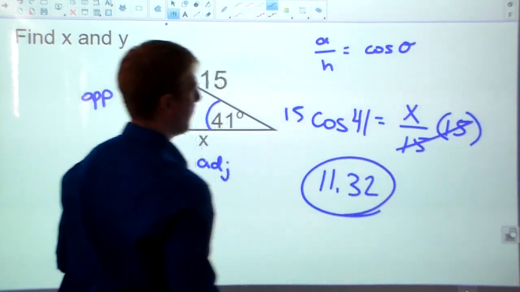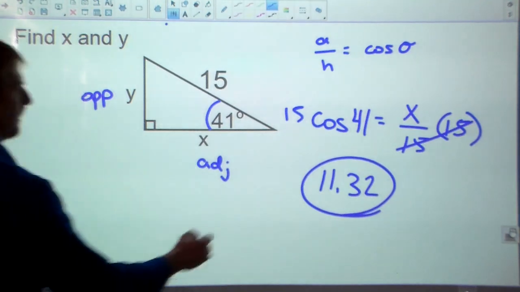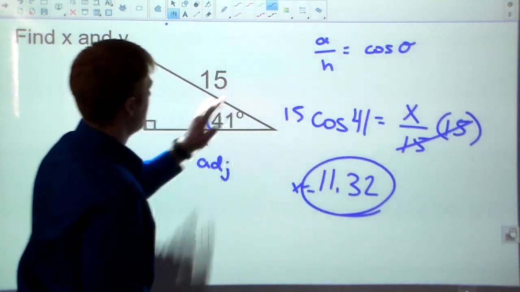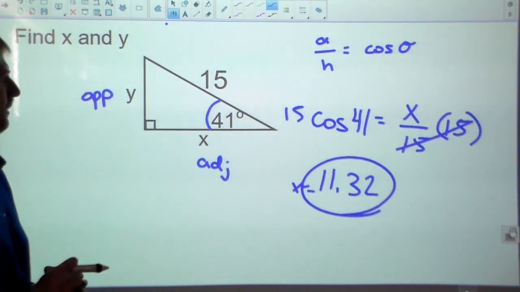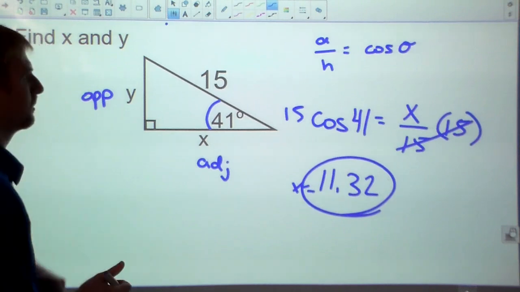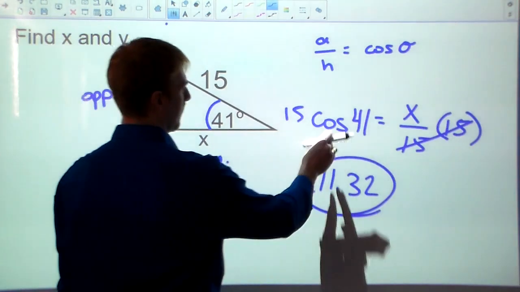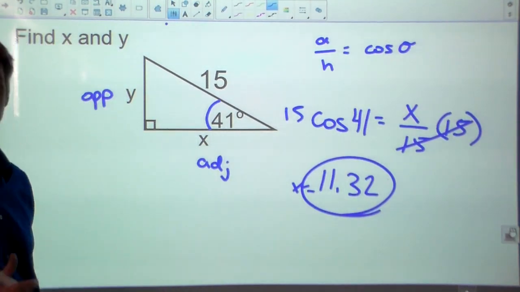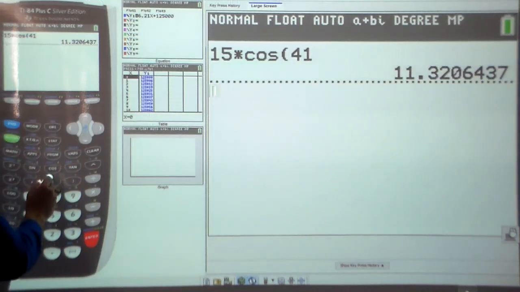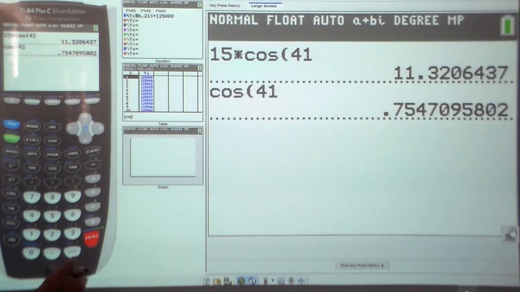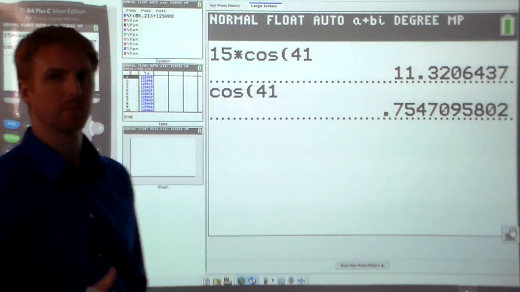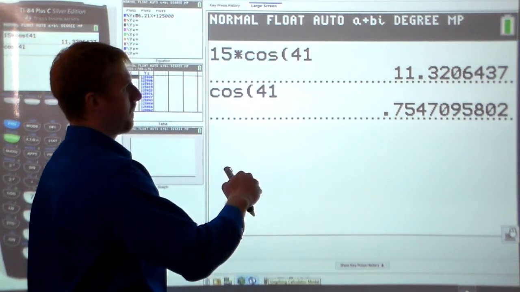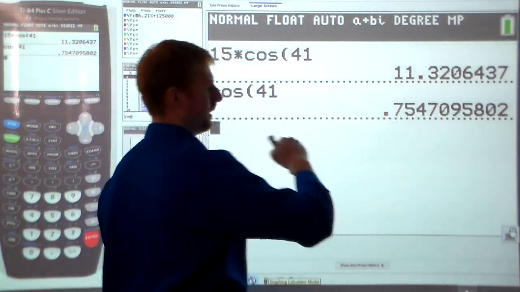I want to come back to that percent idea quickly. Well, let me say x equals 11.32. So 11 out of 15, that's a little more than 2/3, probably around 70% or close to it. So I want to show you that. The cosine of 41 should be around 2/3, somewhere around 70%. So let's do that just to see. Cosine 41 equals 0.75. We've got 75%. So that tells me that if I have a cosine of 41, the adjacent side is 75% of the hypotenuse.